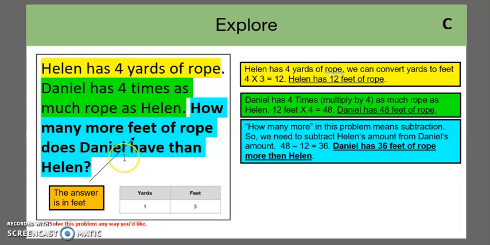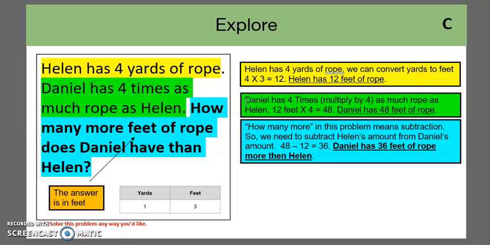So in understanding this problem, we could break out the problem into different pieces. We know that in the start of the word problem, we start out with yards. At the end, our answer needs to be in feet. So the first thing we can do is convert the first part, Helen has 4 yards, into feet. We notice that this helpful conversion table is right below here. We know that 1 yard equals 3 feet. So we're going to take that 4 and multiply it by 3 to get the number of feet Helen has of rope. When we multiply 4 times 3, we get 12. Helen has 12 feet of rope.